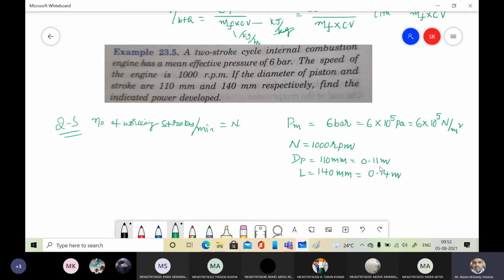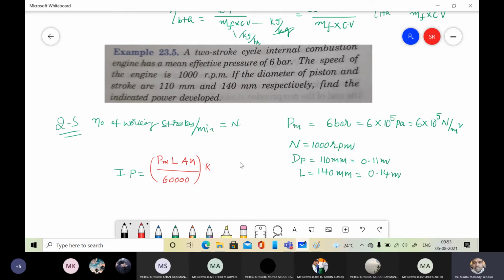What is being asked? Calculate the indicated power developed by the engine. What is the formula for indicated power? P mean L A N divided by 60,000 into K.